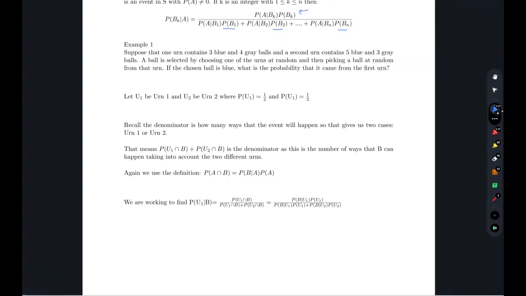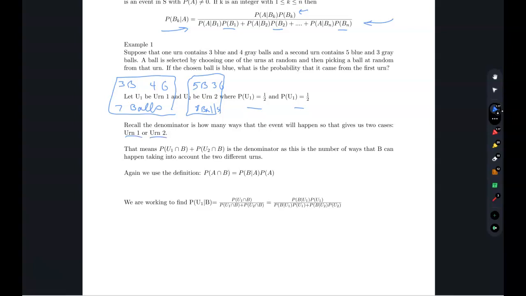So let's look at what this is saying. Here we've got two urns. Let me just organize it. Urn one has 7 balls, 3 blue and 4 gray. Urn two has 8 balls, 5 blue and 3 gray. And the probability of choosing either urn is the same. So the big ugly denominator is how many ways the event could happen, whether we choose from urn 1 or urn 2.